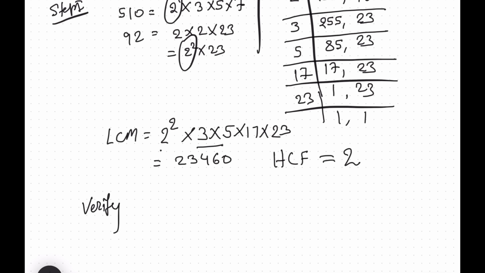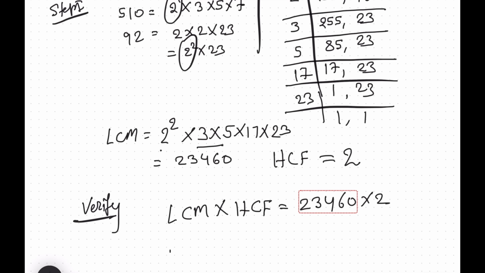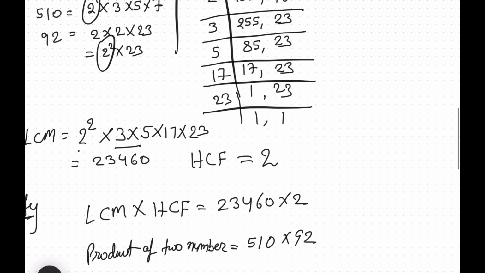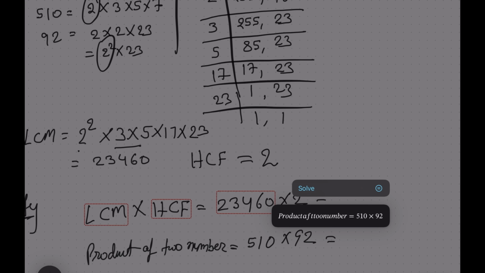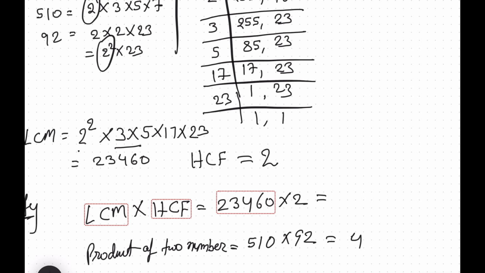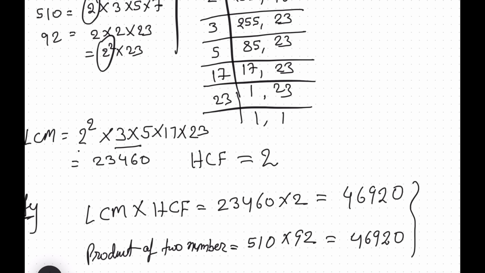Verify. What is that? LCM times HCF, first we have to do, correct? That is 23460 times 2. And the other part is the product of the two numbers. What is the product of the two numbers? That is 510 times 92. So these two should be equal. Let's multiply them. If you multiply, you'll get 46920. Here also you'll get the same thing, 46920. So hence we can say we have verified it.